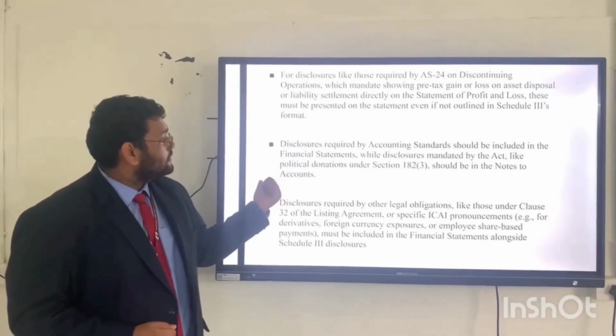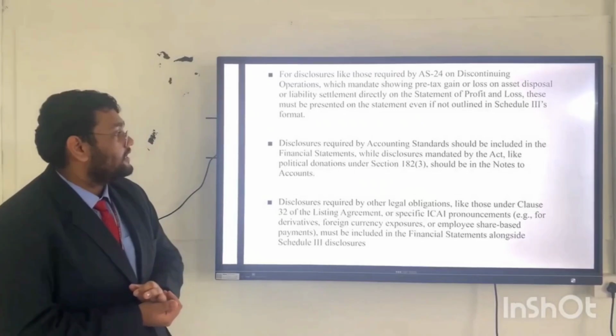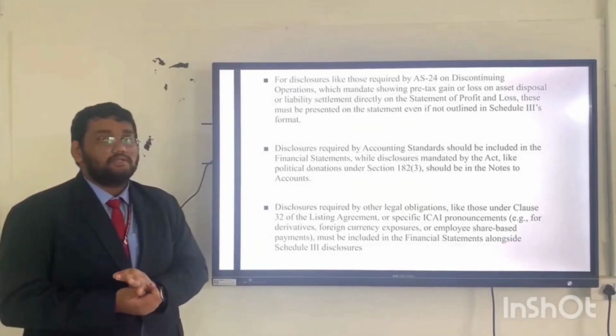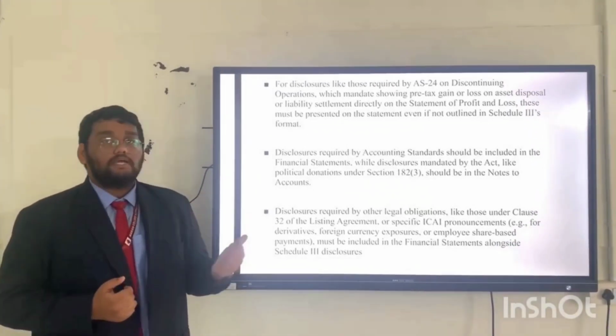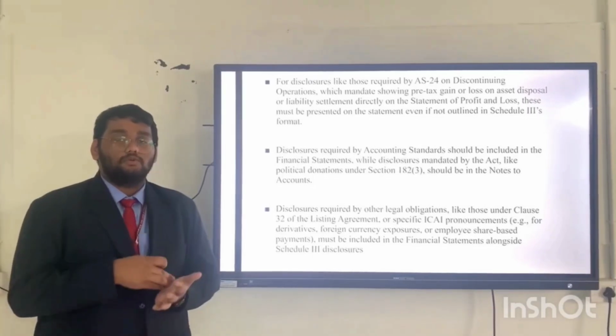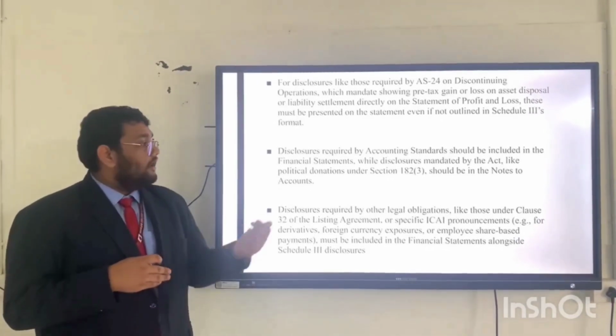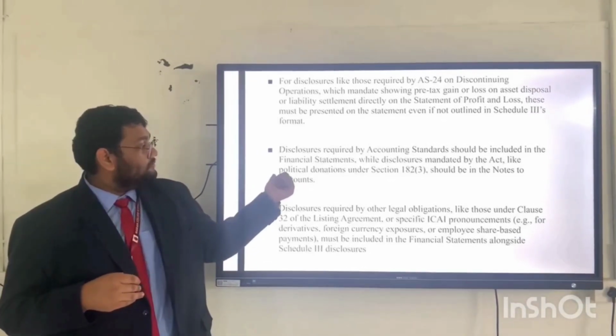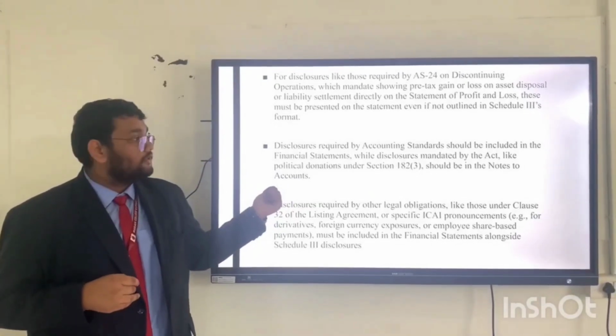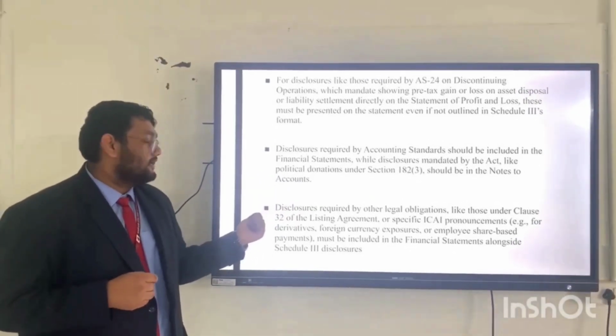The sixth one is that disclosure required by accounting standards should also be included in the financial statements. Disclosures by the accounting standards should be included in the financial statement, while those disclosures required by the schedule, like monetary donations, should be shown in the notes to accounts, not in the financial statements unless required.